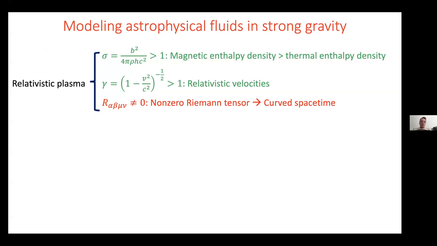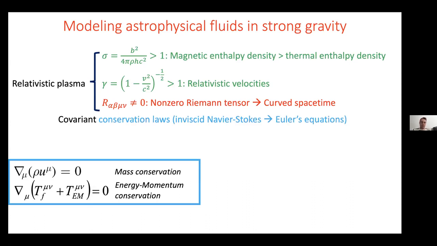We usually describe a relativistic plasma with a magnetization parameter that's larger than 1, meaning that the magnetic enthalpy density is larger than the thermal enthalpy density. That can result in relativistic velocities, so the Lorentz factor is larger than 1. And we are usually working in curved spacetime, so we have a non-zero Riemann tensor. However, this curved spacetime is usually taken as a background, and it's static.